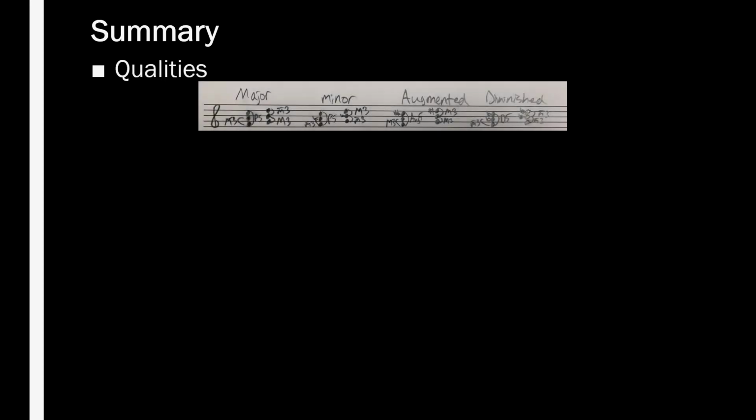We learned a lot of different things today, so here's a quick summary of what we covered. Qualities. Recall there are four primary types of triads: major, minor, augmented, and diminished. Major and minor triads both have a perfect fifth, but a major and a minor third that distinguish them. Augmented chords have a major third and an augmented fifth. Diminished chords have a minor third and a diminished fifth.